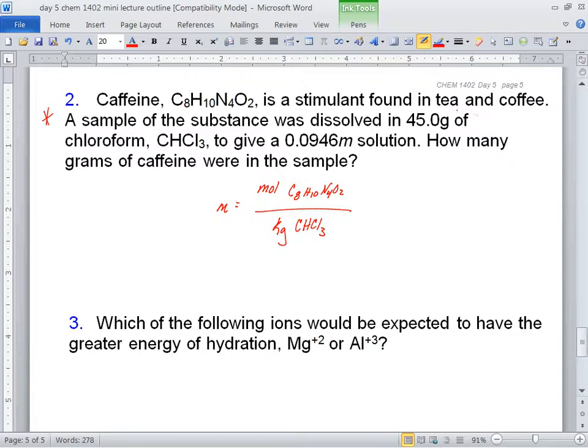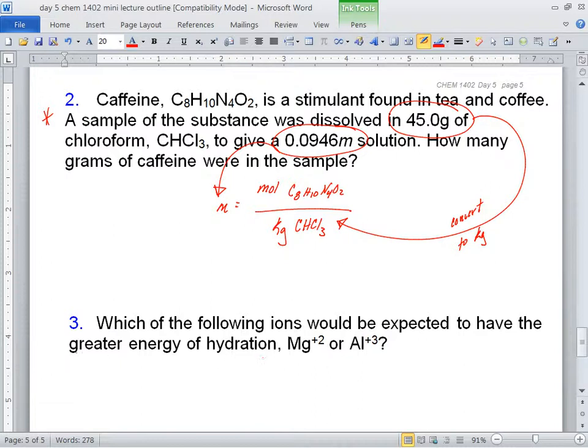So to do this, this 45 grams needs to go where? Convert it to what? Well, that's of the chloroform, though. Convert it to kilograms, because that's the solvent. So convert that to kilograms and plug it in down here. And then here's our M. That'll go there. Exactly. We'll multiply that M by our kilograms, we get our moles, and then just use molar mass to get it into grams.